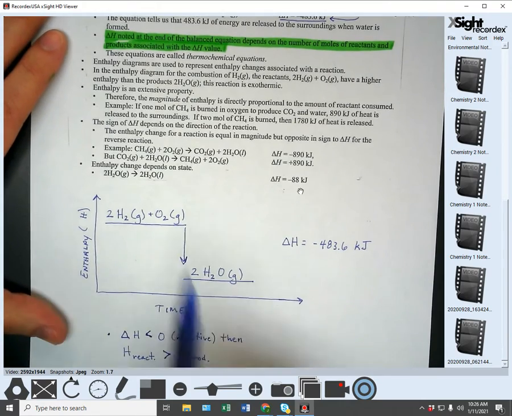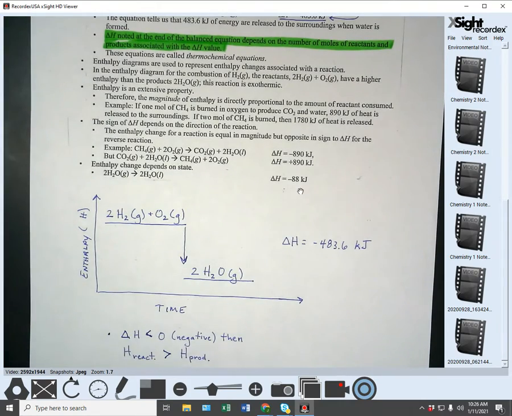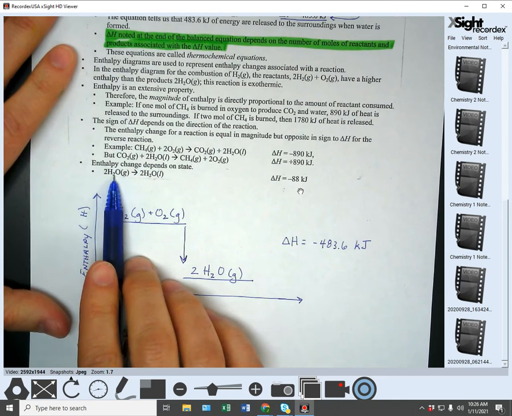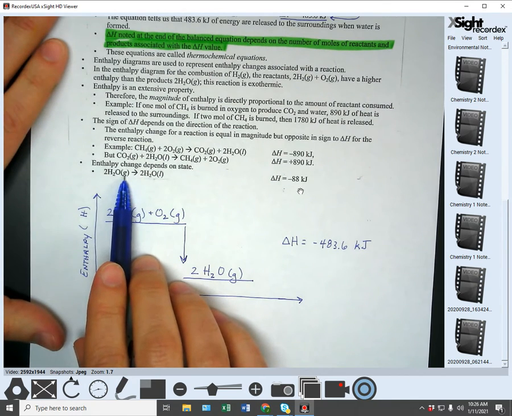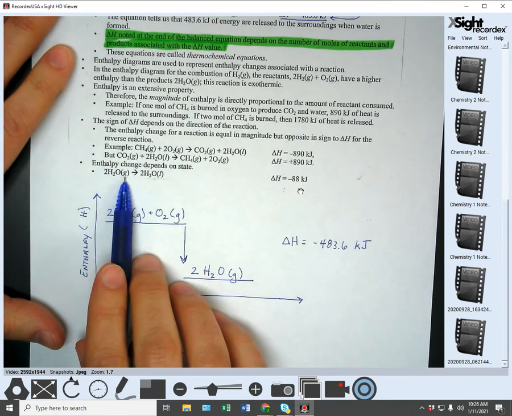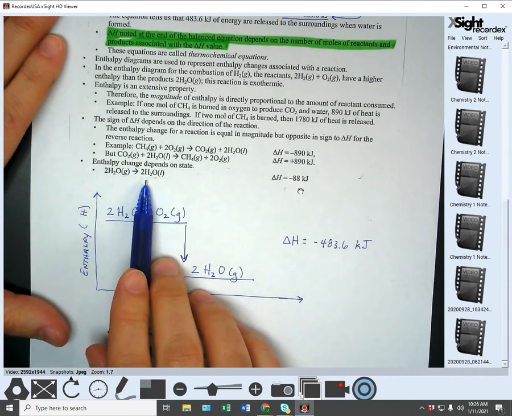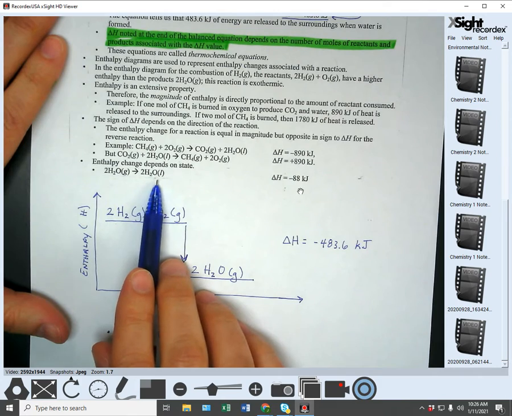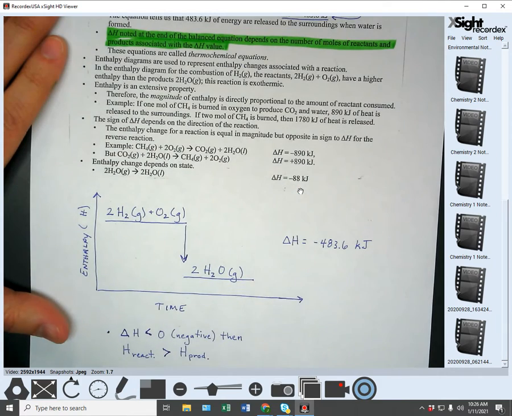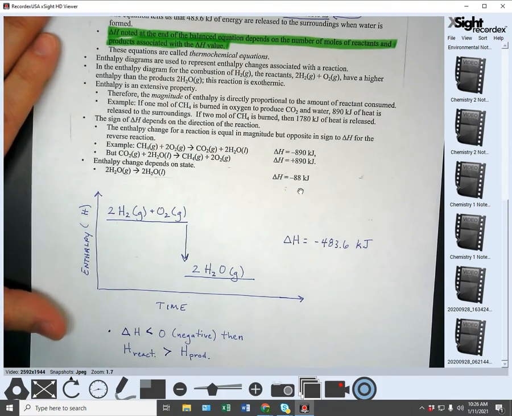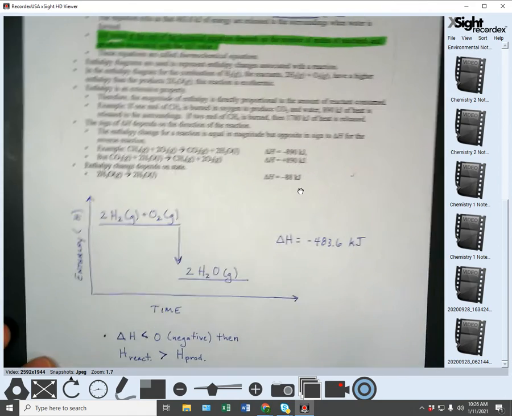Okay. Enthalpy change does depend on state of matter, because as you change states of matter, it gains or loses energy. So in other words, you can have 2 moles of water as a gas turning into 2 moles of water as a liquid, a state change. That's not a chemical reaction, just a state change, but it will lose energy, because you can gain or lose energy just by changing state of matter. Right?